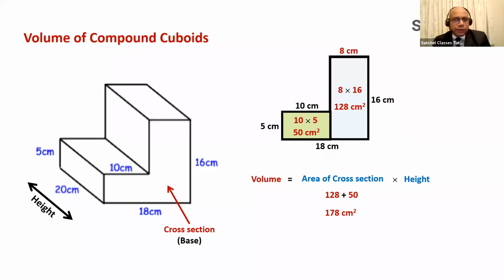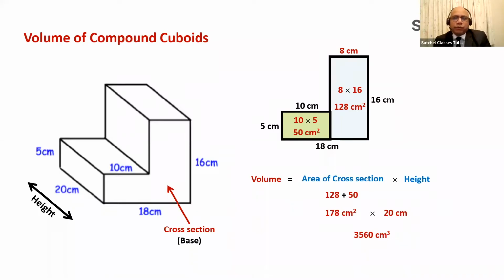All I need to do is multiply this area by the height of the prism, which we had already established earlier is that dimension along which this L-shaped cross section remains the same throughout, which is the dimension with a length of 20 centimeters. Correct? So we need to multiply 178 by 20 to arrive at the volume of the compound cuboid, which is nothing but 3,560 centimeters cubed. Right?